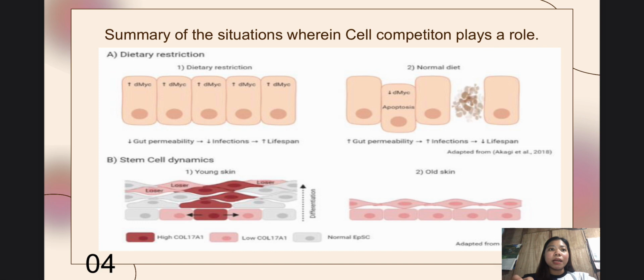For the stem cell dynamics, in young skin, epidermal stem cells with high levels of collagen 17 eliminate cells with low levels of collagen 17 by upward differentiation. Old skin is mainly composed of EPSCs with low levels of collagen 17, since its expression decreases during aging. The arrow represents the mechanical forces exerted over the loser cells. The dashed arrow represents the direction of differentiation.